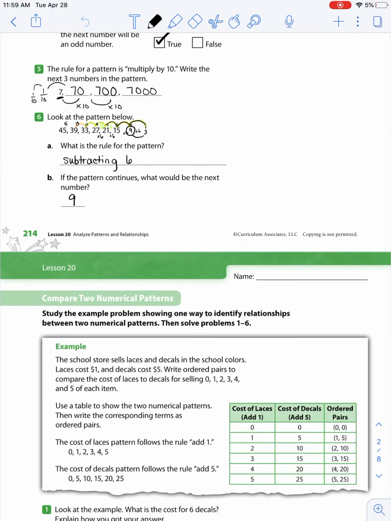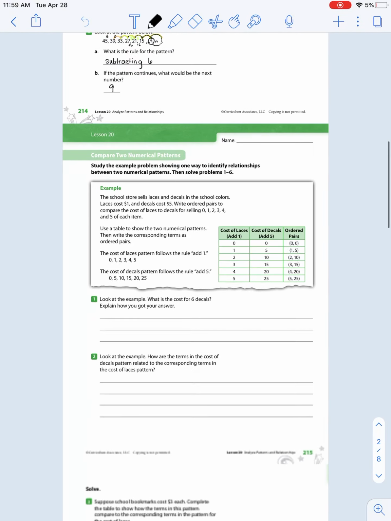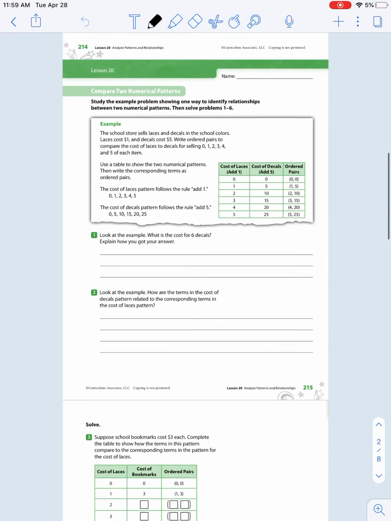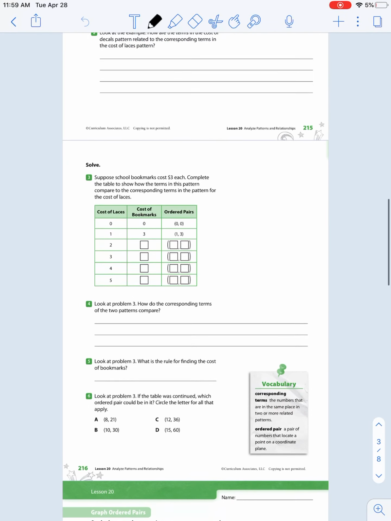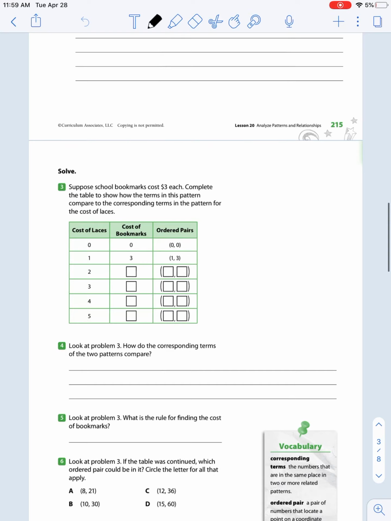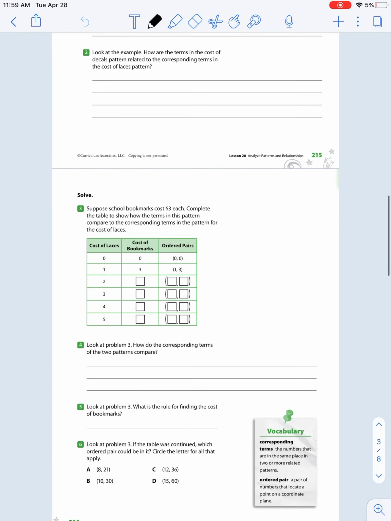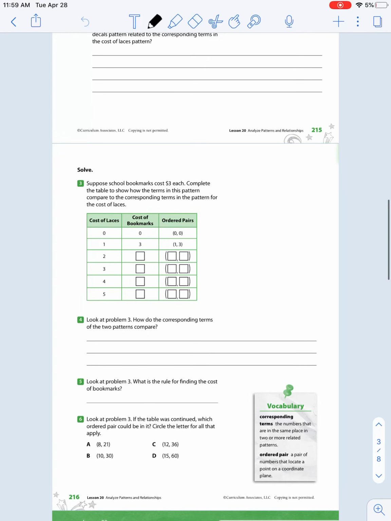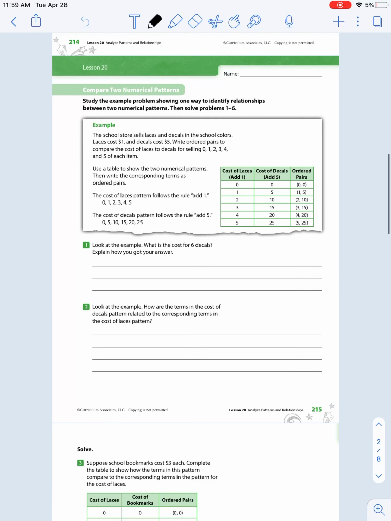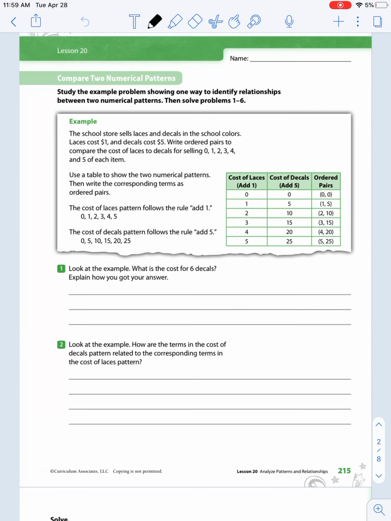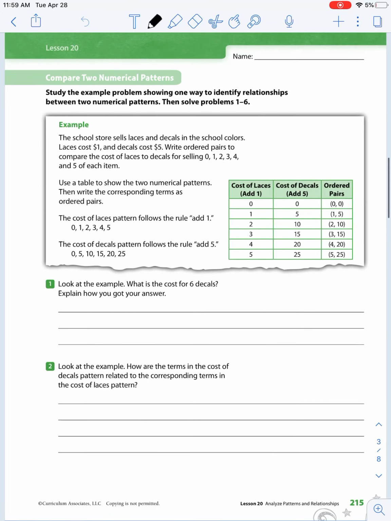So all I'm going to have you do today is page 215 and 216, and this is where we're going to wrap up analyzing these patterns. I'm going to jump over to volume next week, so we're going to be skipping some lessons. So if you need anything, you know how to find me.